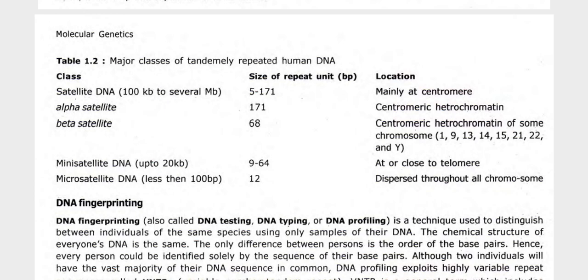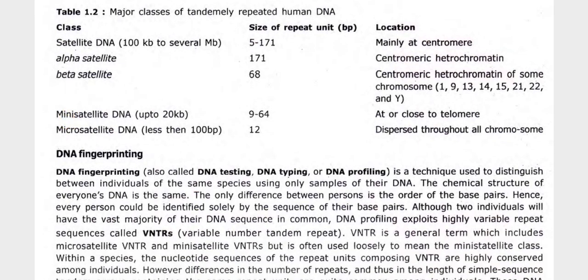Up to 20 kb at or close to telomere, then microsatellite DNA less than 100 kb, BP base pairs, dispersed throughout all chromosomes. Which are the satellite DNA, alpha satellite, beta satellite, microsatellite, and mini satellite.